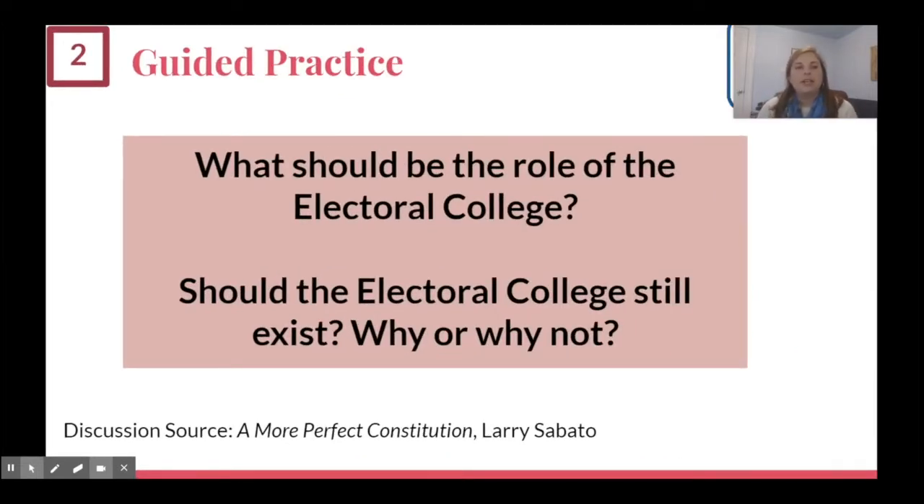We're first going to look at why people support the Electoral College by seeing how the country stands to benefit from its continued existence. And then we're going to get into why other people don't support it and think it should be abolished based on some of the problems it creates.